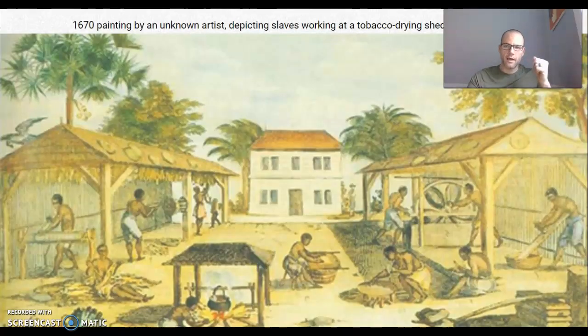Okay, here's a painting depicting life on a plantation around 1670, and you can see that the different enslaved peoples are working tobacco crops. And so this is just to show that it takes a lot of work, because once it's grown, you have to dry it out in order to actually use it.